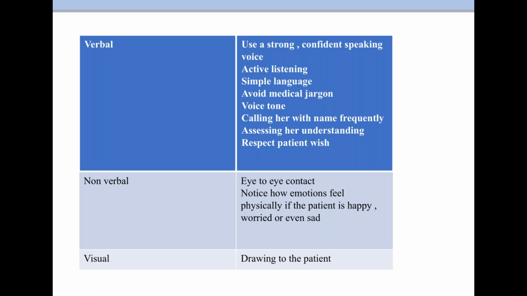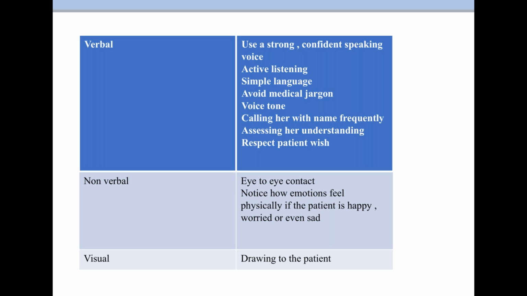One of the verbal communication skills again is to call the patient by her name frequently. We mentioned that, and assessing her understanding. While you are talking all the time, the patient is listening to you. She doesn't speak or show whether she's understanding. You have to stop in between and ask her, "Are you following me? Do you understand what I'm telling you? And do you have any questions so far?" That's very important in communication.